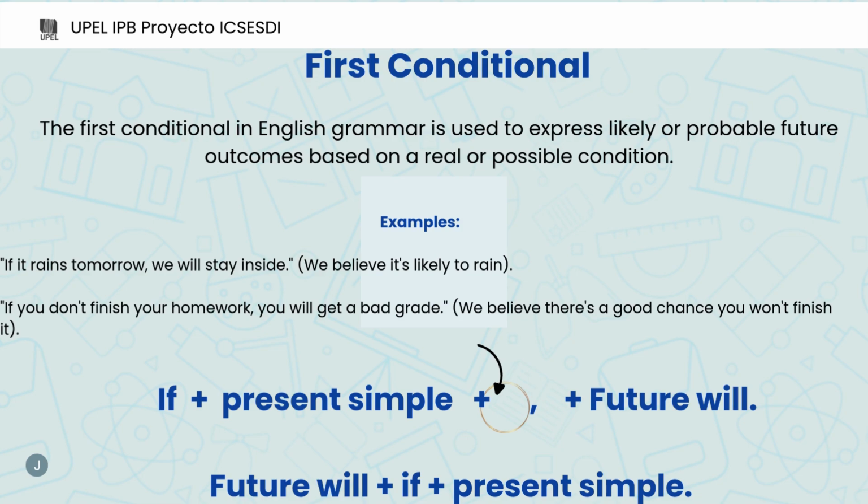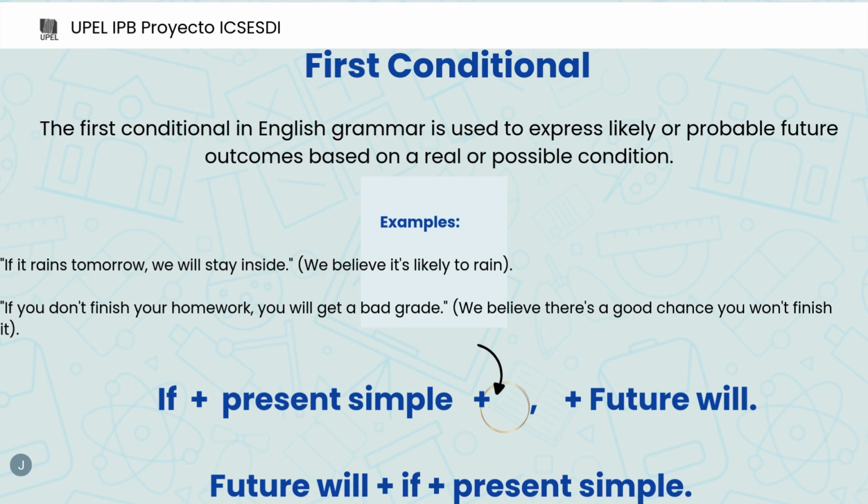You start using if, then the first clause is in present simple. Then you use a comma, and then the other clause is with future using will. So if you're gonna change the clauses, first you're gonna use the sentence in future, and then you're gonna use if and the present simple sentence. But take into account in the second case, you don't need a comma, it's not necessary.